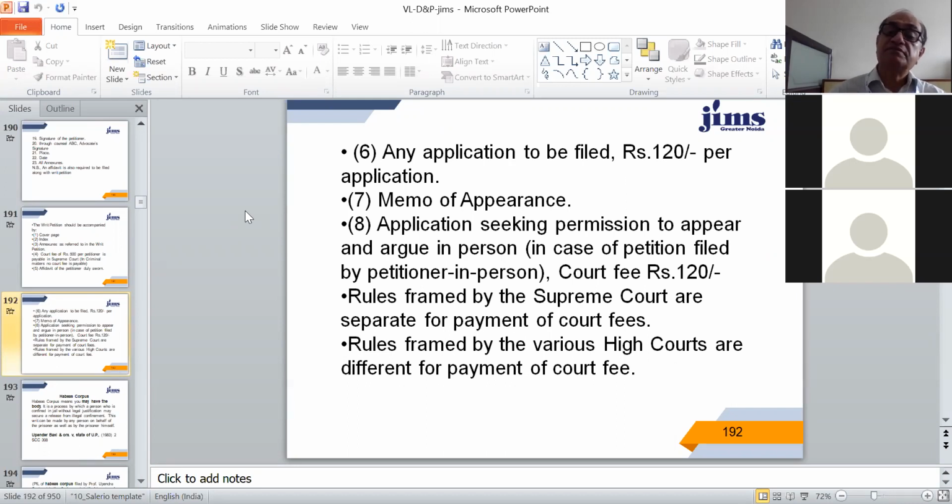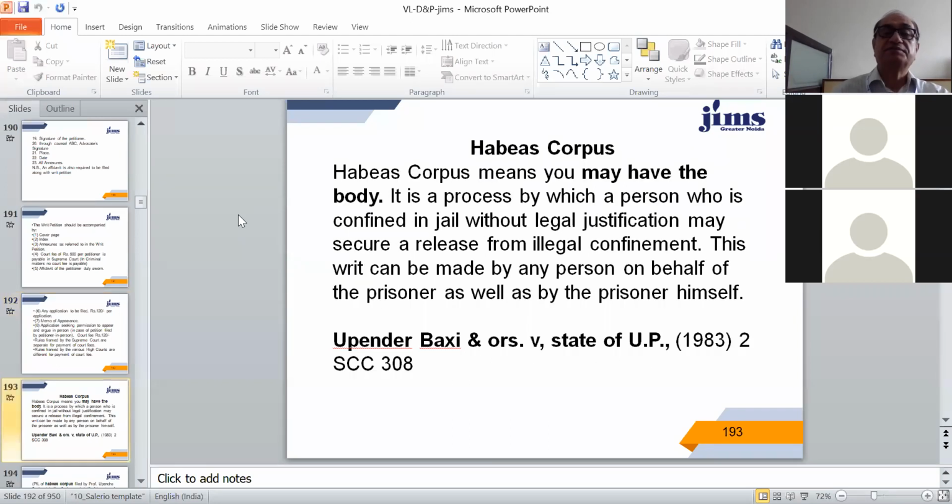Then if you are filing an application seeking permission to appear and argue in person, you have taken the degree of law, you are an advocate. If it is your personal matter, you can argue yourself. But you will have to move an application along with the writ seeking permission to appear and argue in person. On this also you will have to pay court fees of rupees 120. And the rules framed by the Supreme Court are separate for payment of court fees, and rules framed by the various high courts are different for payment of court fee from state to state.